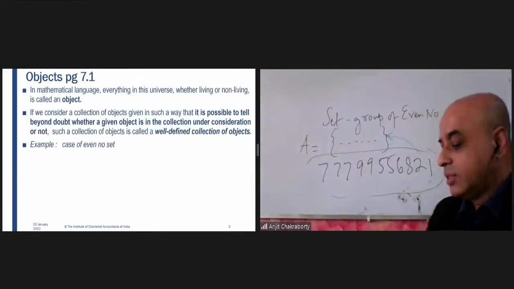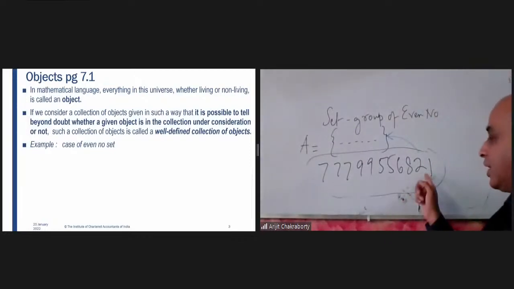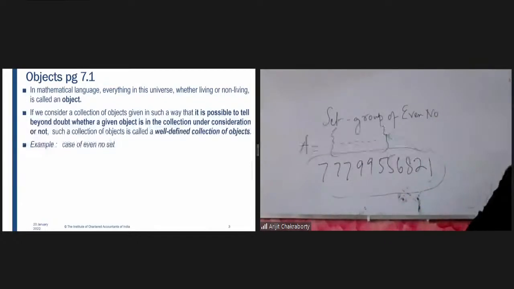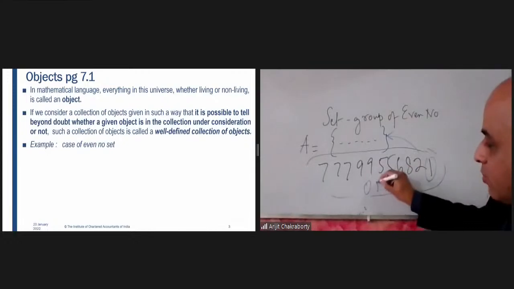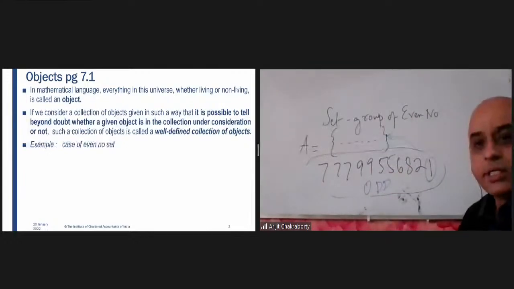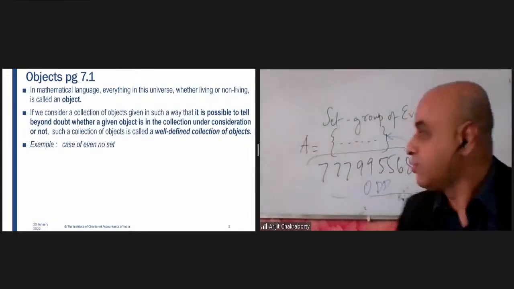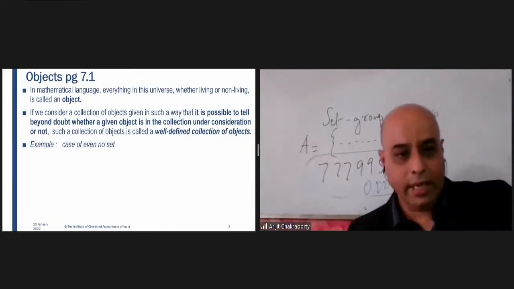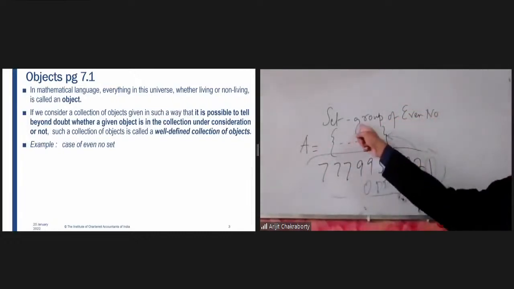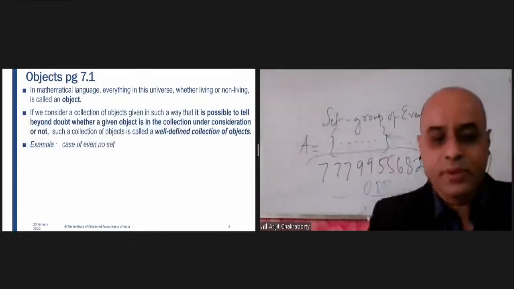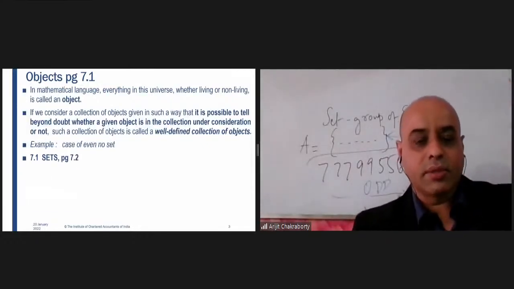This is an odd number, as you can see, it ends with 1, right? Kindly see the last digit. It ends with 1. Therefore, this is an odd number. Since it is an odd number, it can never be a member of set A, because set A, as we have seen, is a group of even numbers. So this is the first concept.